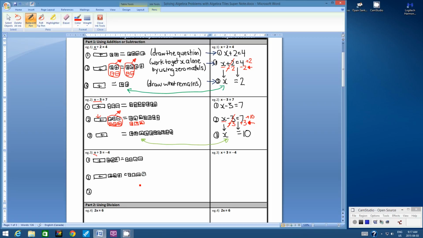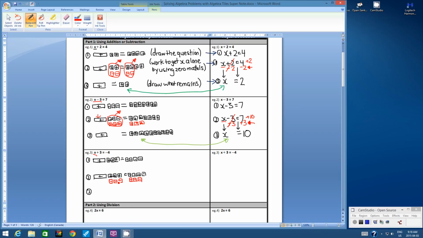We're going to ignore the right-hand side. We want x to stand alone. So what's in the way of x standing alone? 3 positive tiles. How do we get rid of 3 positive tiles? Well, we combine them with 3 negative tiles to create 3 zero models. Now, what you do on the left side of the equation, you also have to do on the right side of the equation. So don't forget to draw your 3 negative tiles on the right-hand side as well.